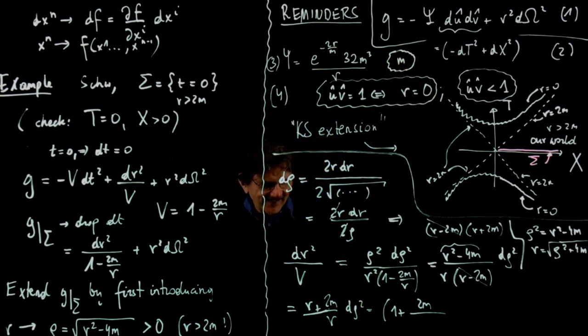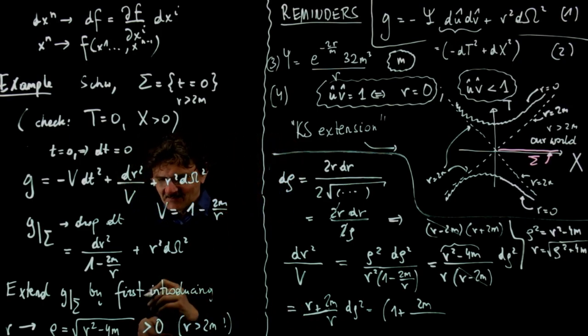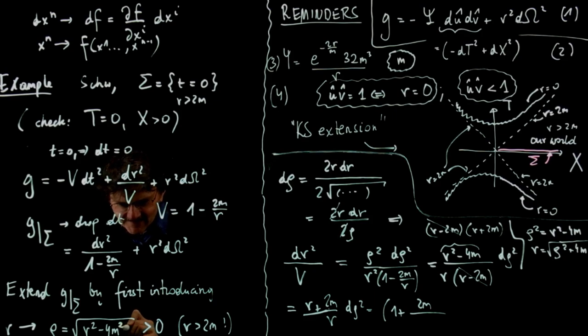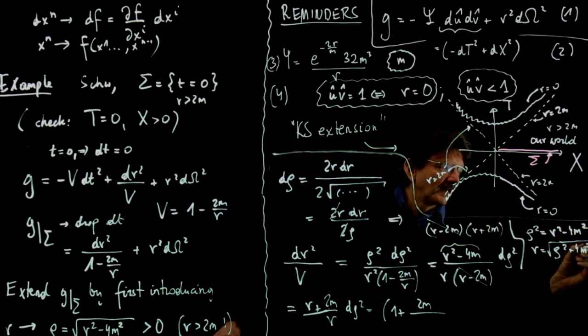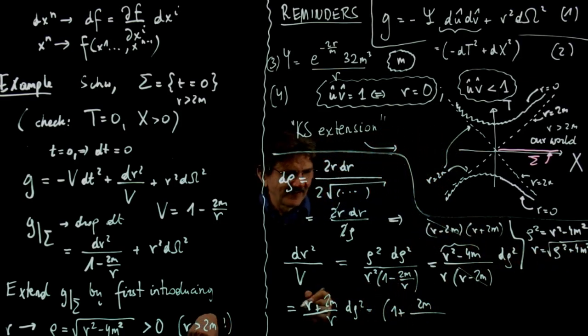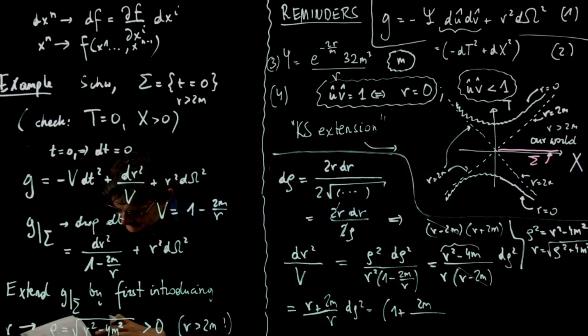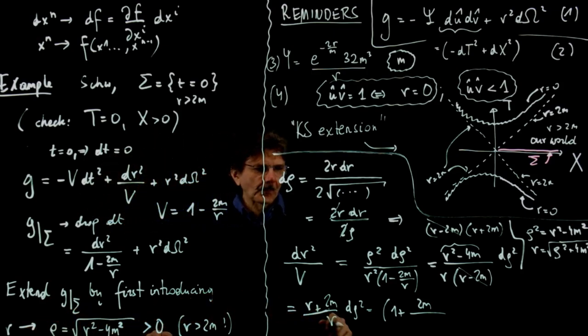Yes? I have a question, maybe I'm overlooking something, but is r minus 2m times r plus 2m, then we would have r squared minus 4m squared, right? Of course. Very good. Thank you. Square here. Hope it's correct in the book.